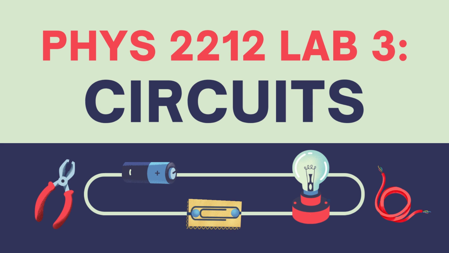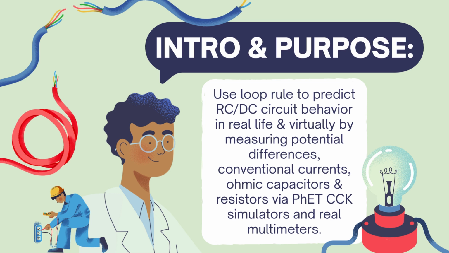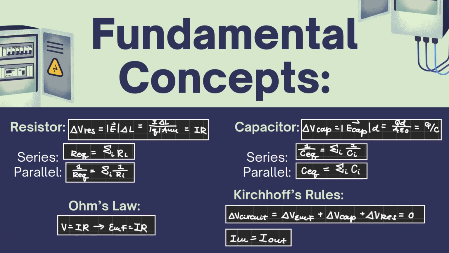Hey everyone, and welcome to the third lab of Physics 2 regarding circuits. For some introduction, the purpose of this lab is to use the loop rule to predict RC and DC circuit behavior in real life and virtually by measuring potential differences, conventional currents, ohmic capacitors, and resistors, and we do this online using a PHYS simulator and real-life multimeters.